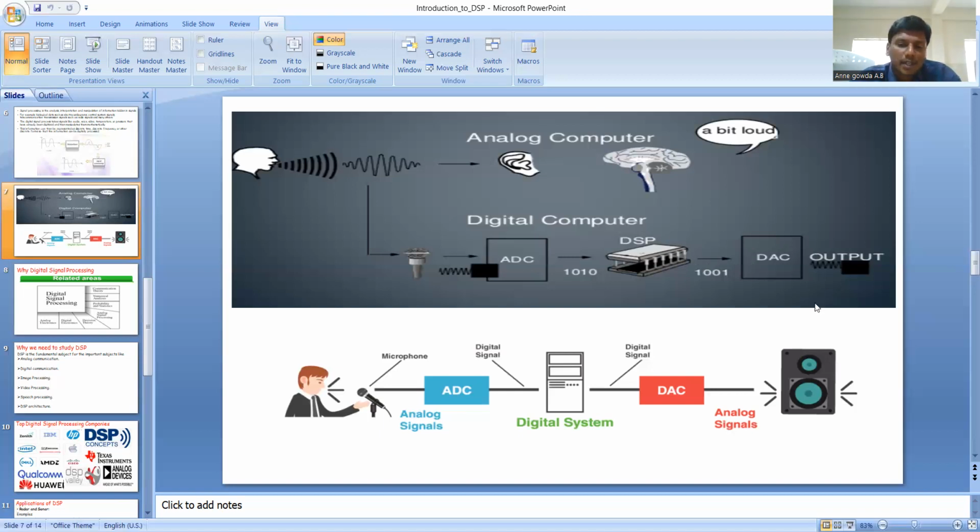Okay, the same thing is given in the diagram below. If the person is speaking through the microphone, and we want to process the speech of that person, then definitely the speech signal, that analog signal, has to be converted into digital, and then the digital system processes that signal. Okay, and again the digital signal has to be converted into analog if you want to play it through a speaker. Okay, so this is the scenario of digital signal processing.